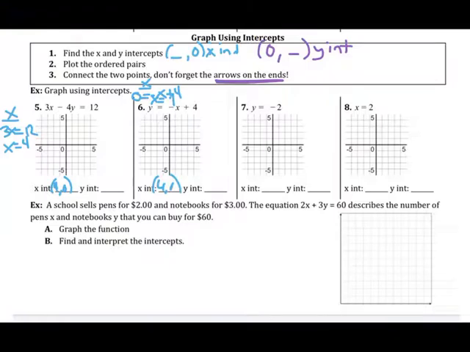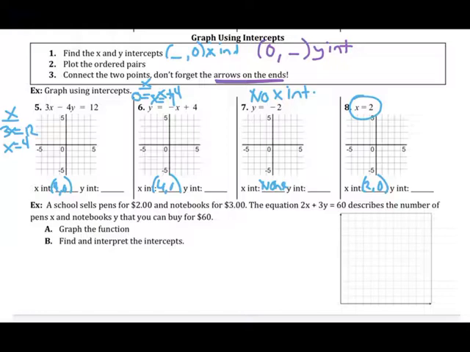Here, there is no x value. y is always equal to negative 2. So if there is never an x value, there is no x-intercept. So what you will do is write none. It's not that it's undefined, it's not that it's 0, it's that it just doesn't exist. Here, x is always 2. That means the x-intercept happens when x is 2 and y is 0.